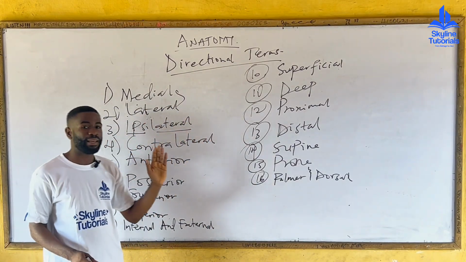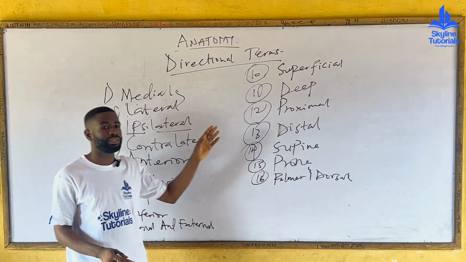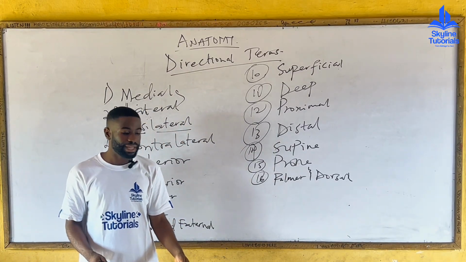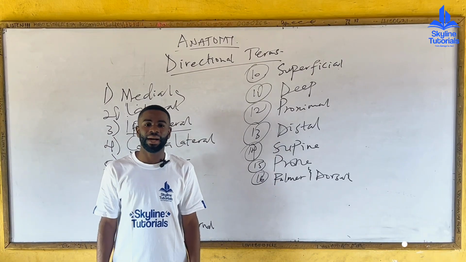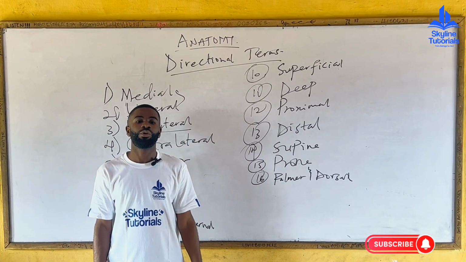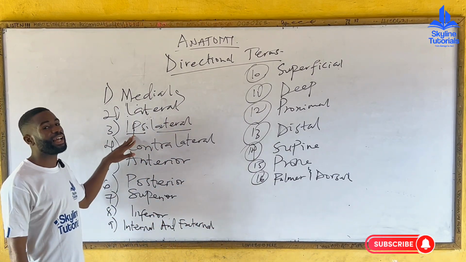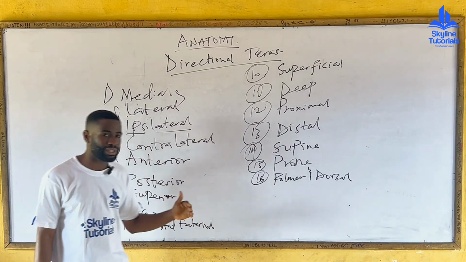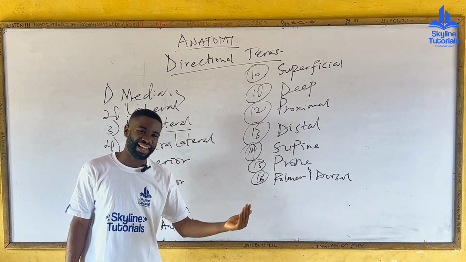Ipsi means the same. So when we say ipsilateral, it simply means structures that are on the same side. For example, the left upper limb and the left lower limb. They are ipsilateral. They are on the same side. Okay? So ipsilateral simply means structures that are on the same side.